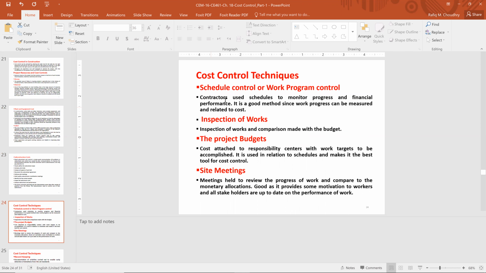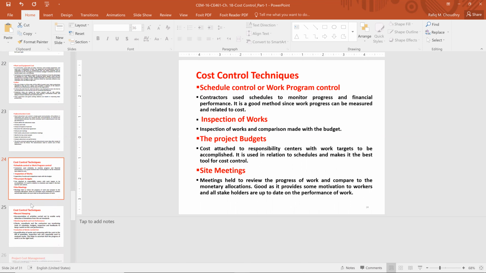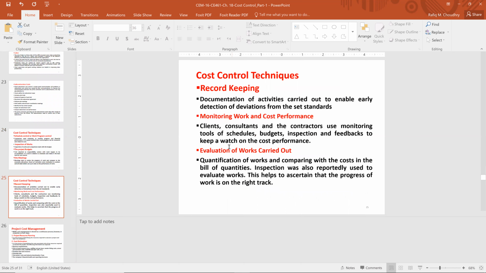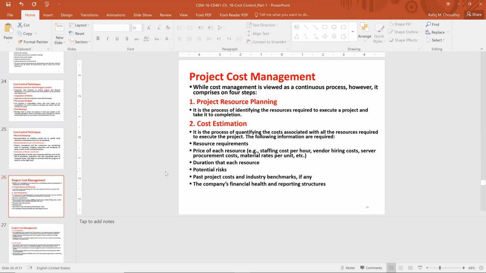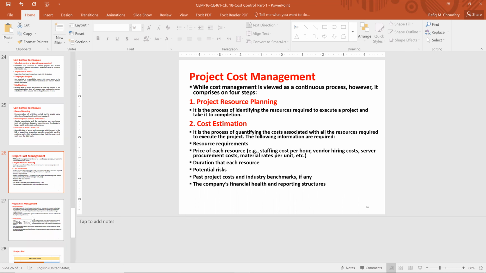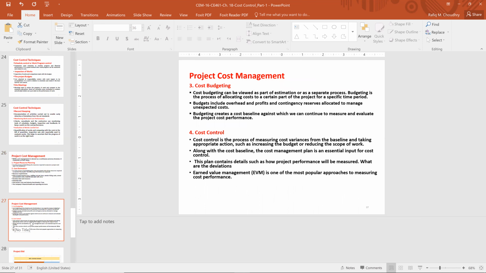Then we discussed some techniques that we can apply to control the cost: inspection of work, site meetings, record keeping, and evaluation of work carried out, taking on board all our team members and workers who are working on site. Then we discussed how we control project cost management. It's a 4-step process: project resource planning, cost estimation, cost budgeting, and cost control.